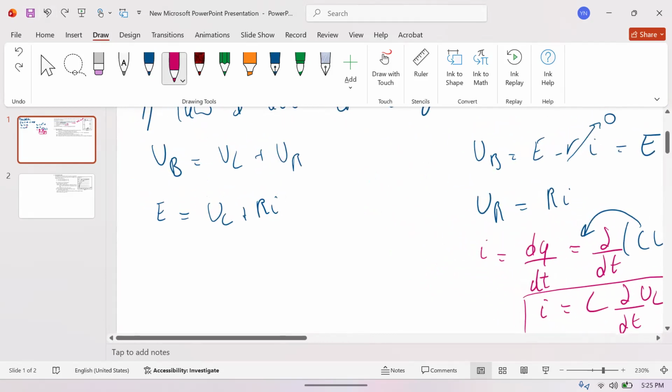So simply I is replaced by its formula, C duc over dt. So E equals UC plus R, and instead of I, we will put C duc over dt.